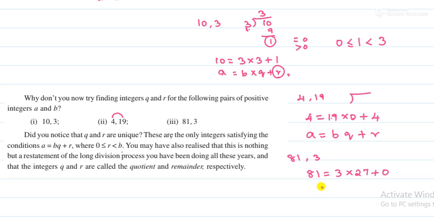You have realized that this is nothing but a restatement of the long division process you have done these years. So here q is nothing but the quotient, r is the remainder. This is the quotient and this is the remainder. a is the dividend, b is the divisor.